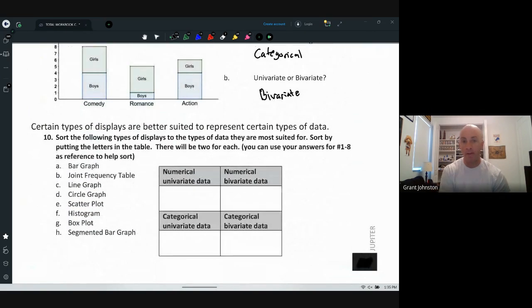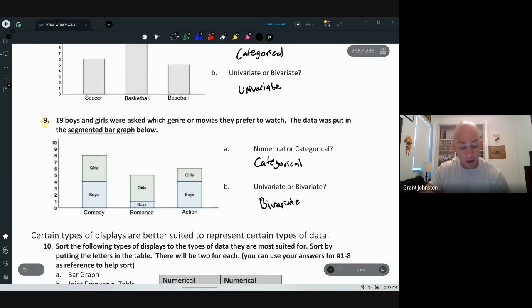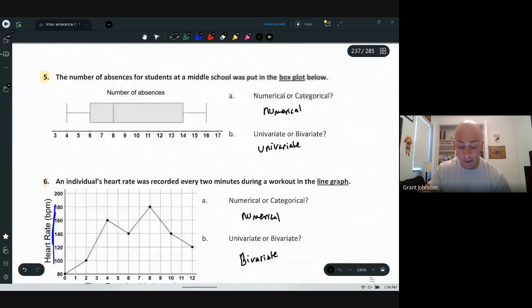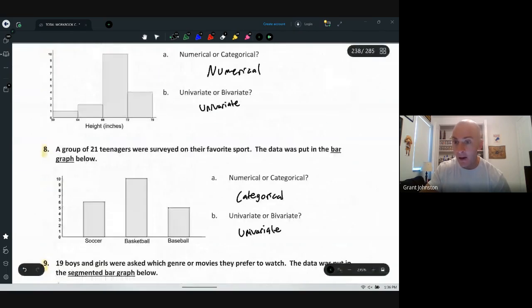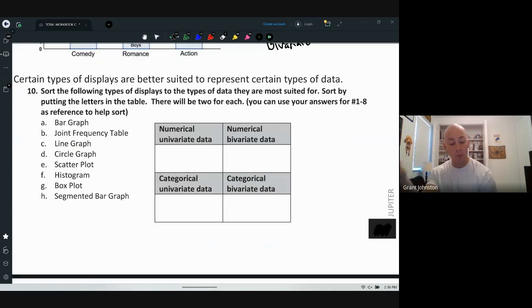So I'm going to let you do this table here. It says sort the following types of displays to the types of data they are most suited for. So put the letters in the tables. There will be 2 for each. So what I would do is go back and review all these explanations. This one was a 9 with a segmented bar graph. This was just a regular bar graph for 8. Just go back, look at all these different displays and see how I define them, and then sort them in terms of what types of data they're most suited for. Okay, so I'm going to let you do number 10.